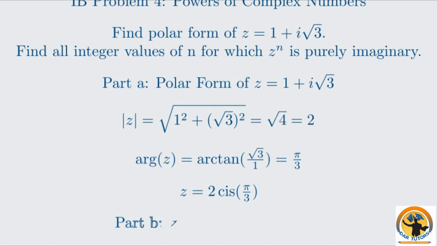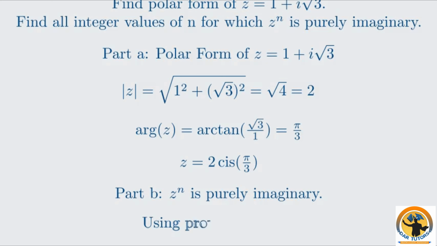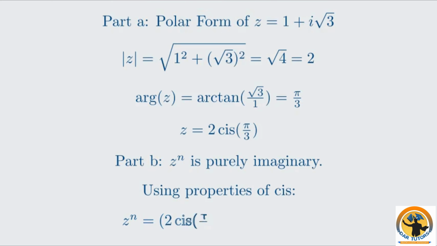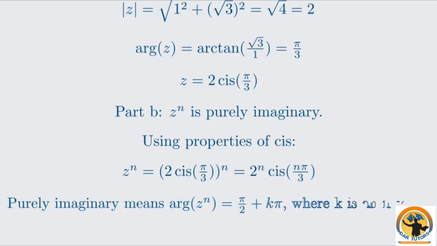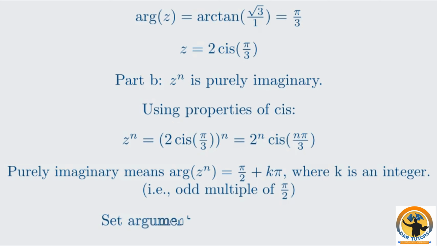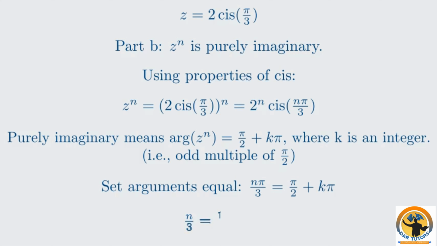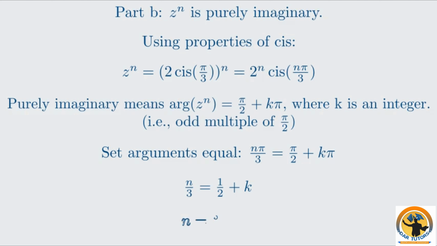Now for the second part. We want to find n such that z to the n is purely imaginary. Using the properties of polar form, z to the n is 2 to the n cis of n pi over 3. For a number to be purely imaginary, its argument must be a positive or negative odd multiple of pi over 2. So we set our argument n pi over 3 equal to this general form. We can divide by pi to get n over 3 equals 1/2 plus k. Multiplying by 3, we find that n must be of the form 3/2 plus 3k, where k is any integer.